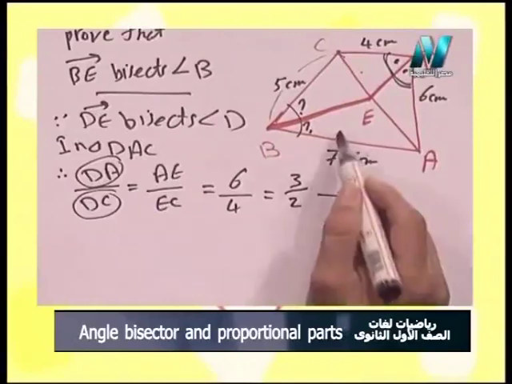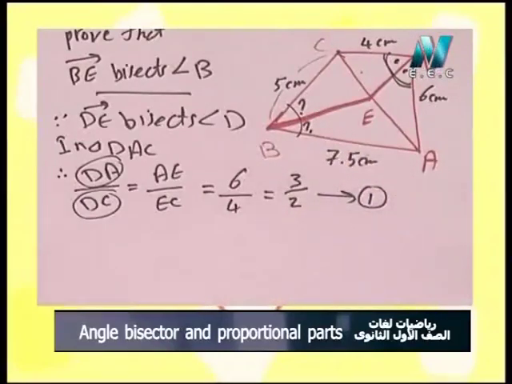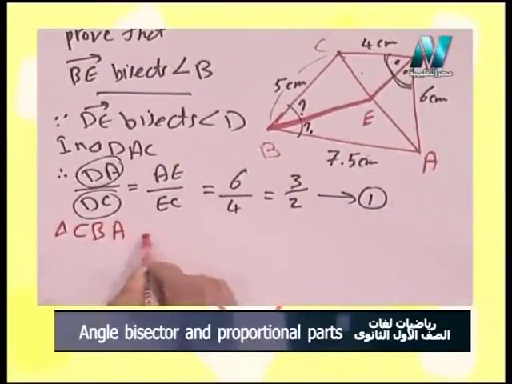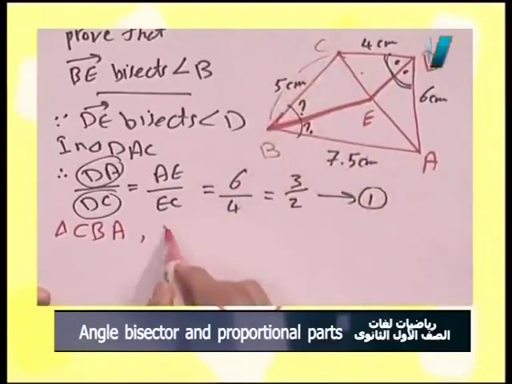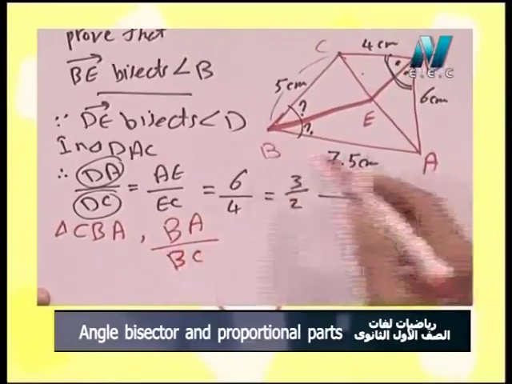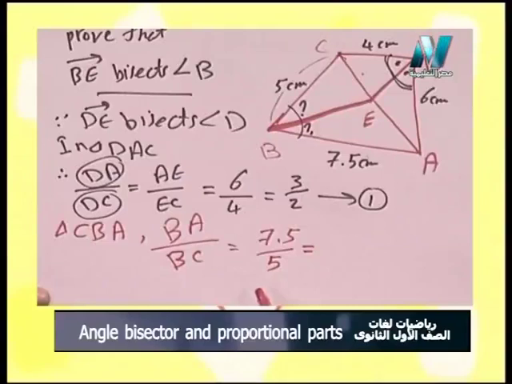And we transfer to the triangle CBA. In triangle CBA, we try to find the ratio BA over BC. BA over BC equals 7.5 over 5. And by using your mind or your calculator, you will find that this ratio in simplest form equals 3 over 2.